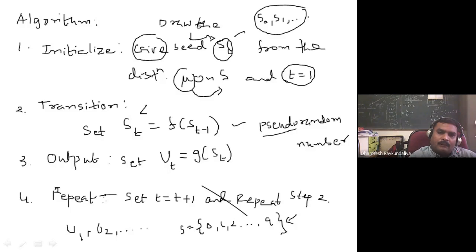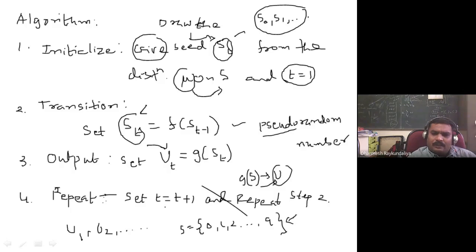So you set the second step as st equals f of st minus 1. Once you have this st in your hand, you can obtain the output ut equal to g of st, where g is a function from S to U. You apply g of s and whatever the result, it will come to U. Then set t equal to t plus 1. That means you generate another step. So repeat step 2, and you will get a sequence of random numbers. It is said to be a stream of random numbers u1, u2, u3 and so on.